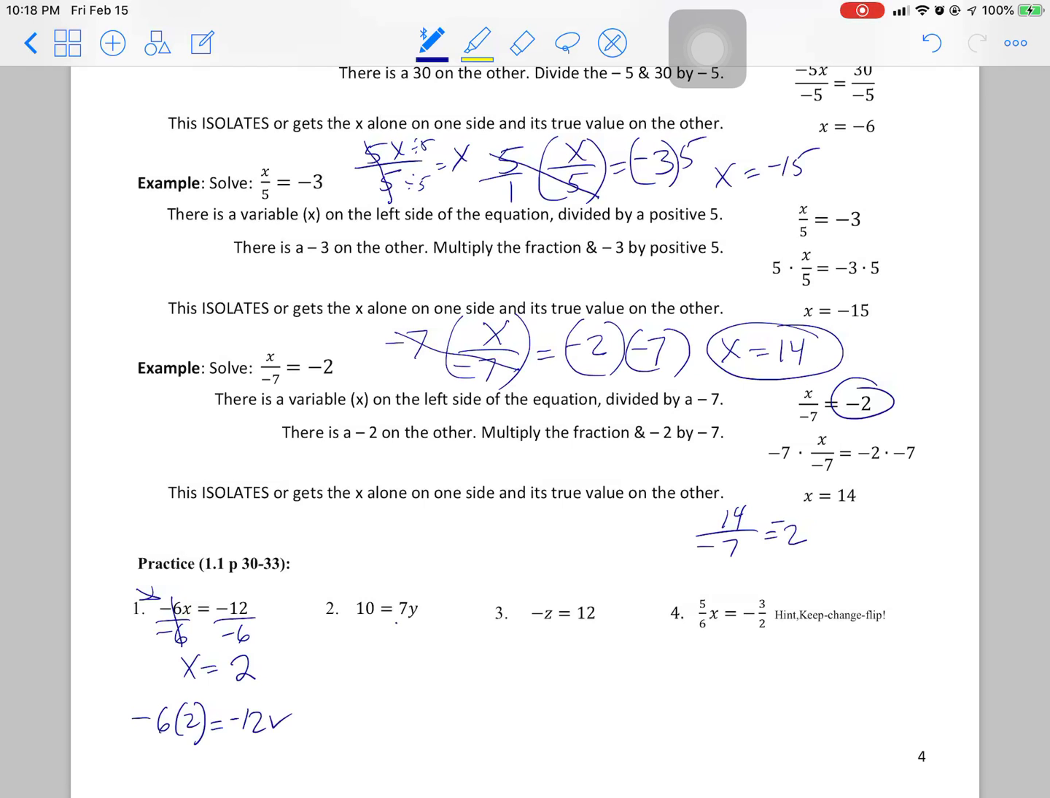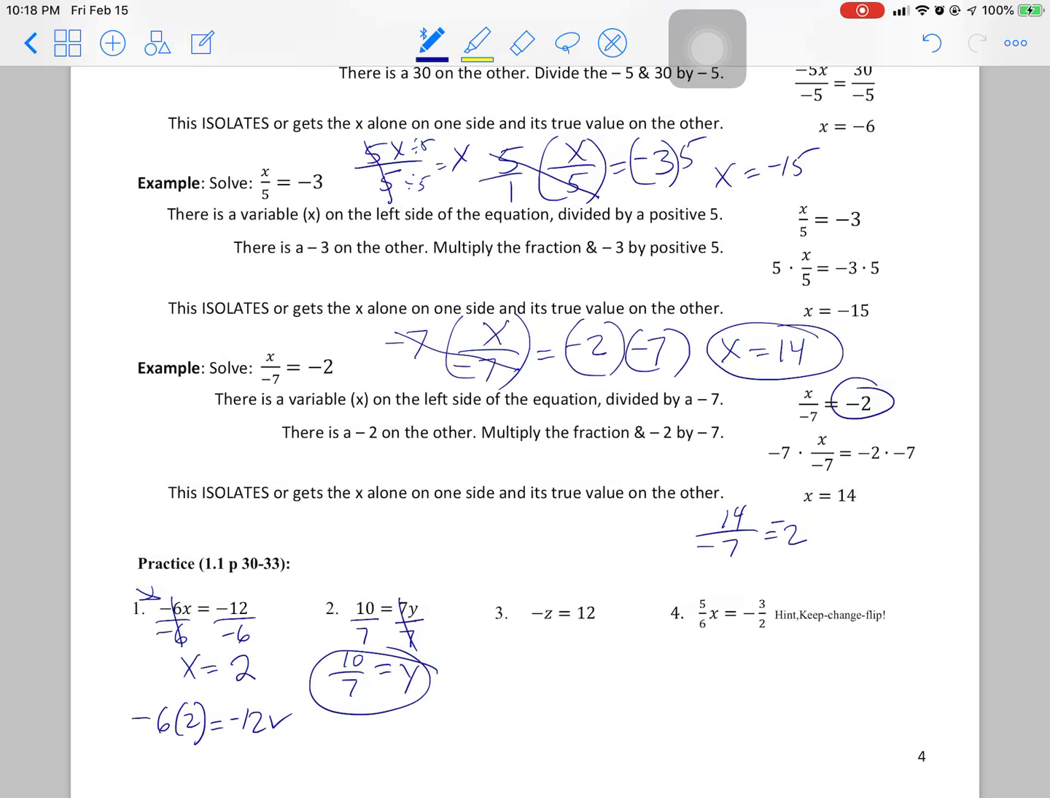Let's see. This one here would be, look, my y is on this side. There's my variable. I've got to focus in on that. What's next to it is a 7. To get rid of it, I need to divide by 7. What I do to one side, I do the other side. That makes that a y. And I don't think I can reduce that. And I'm done. It's okay if you have a fraction left.